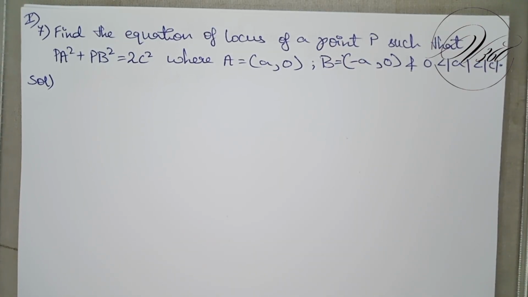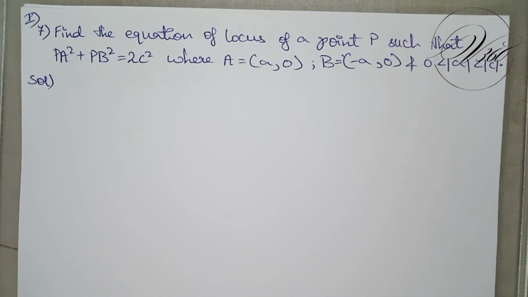This is Vaishnav. Today we are going to do exercise 1A, Roman number 1, the last problem, and then we are going to start the next Roman number, which is Roman number 2. Now, this is the lesson locus. Let's start the solution. Here we have the seventh one, which is the last question in Roman number 1. Find the equation of the locus of a point P such that PA square plus PB square is equal to 2c square, where A is (a, 0) and B is (-a, 0), and 0 is less than modulus a and modulus a is less than modulus c.